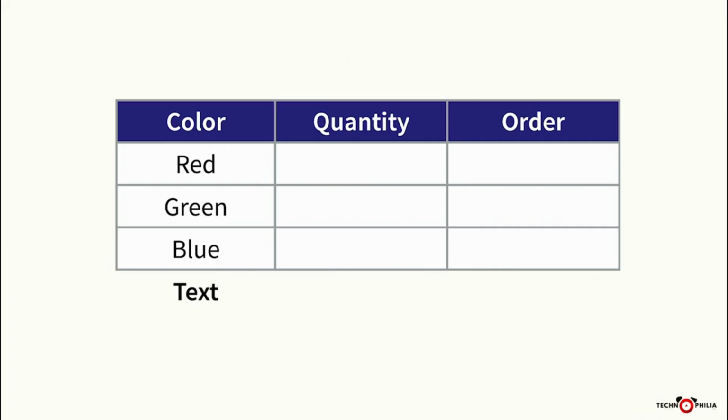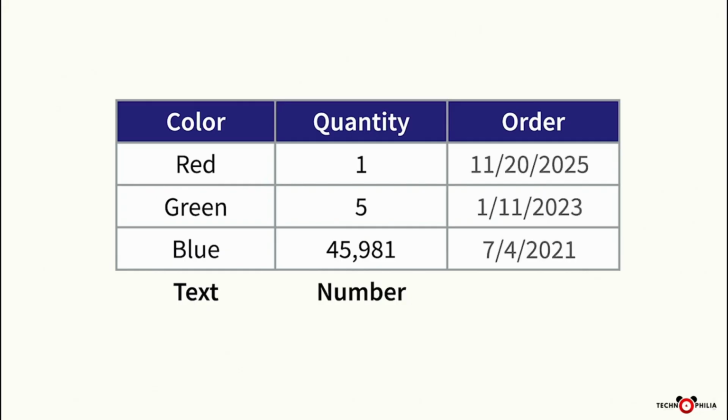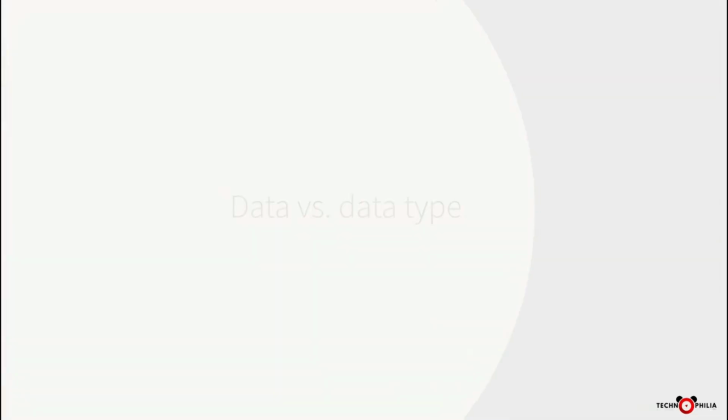If I show you a 1 in 5 or 45,981, you would say that's a number, right? If you see data like November 20th, 2025, as a human, you might immediately interpret that as a date because you think about calendars, appointments, someone's birthday. When you look at data and you think about what it actually is, you're actually thinking about the data type.